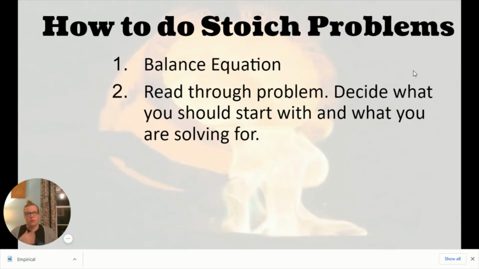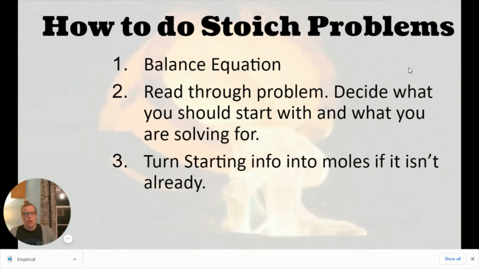It's just from one chemical to the other. And that's why balancing your equation is super important as well. What you need to do then is take your starting information that you determined from your problem, and convert that into moles.